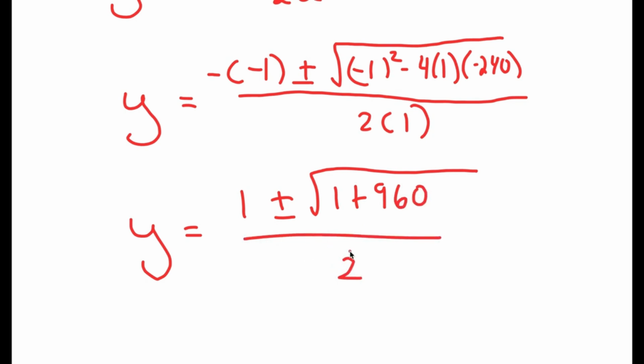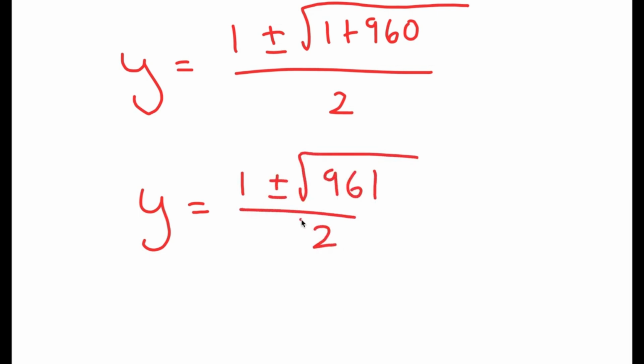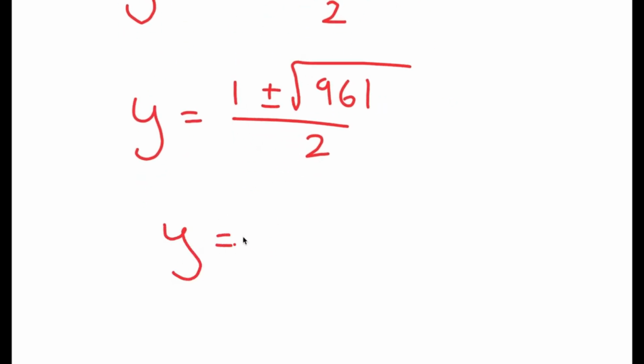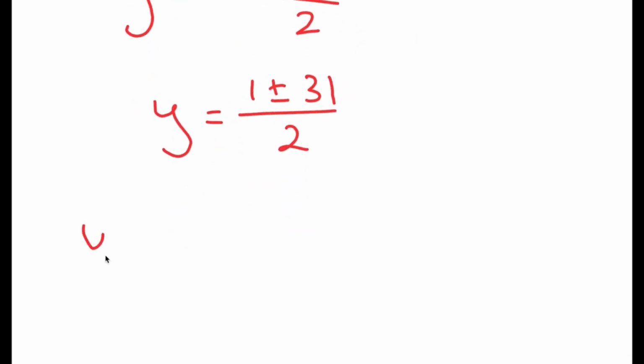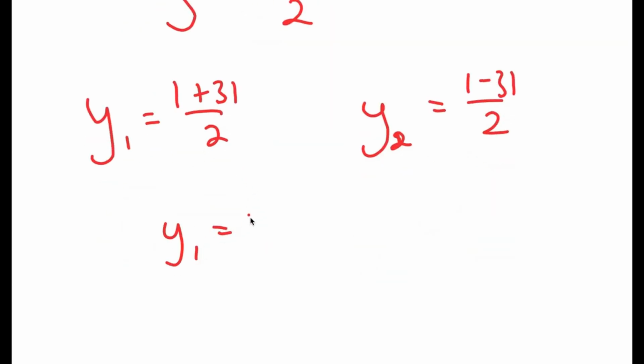And this turns into y is equal to 1 plus or minus the square root of 961 over 2. So now the square root of 961 is 31. So I get y equals 1 plus or minus 31 over 2. And now I have two solutions. I have y equals 1 plus 31 over 2, and y equals 1 minus 31 over 2. So my two solutions are 17 and negative 15.